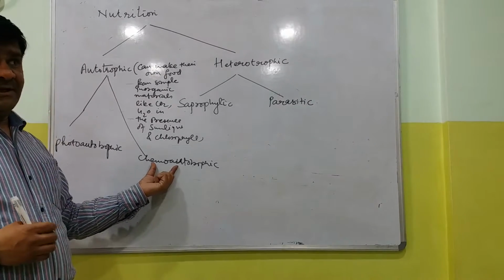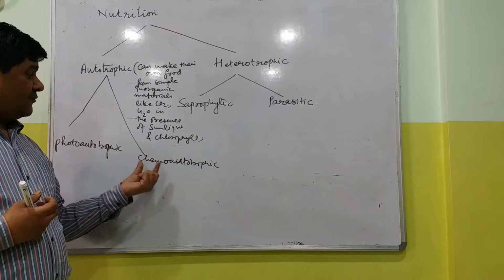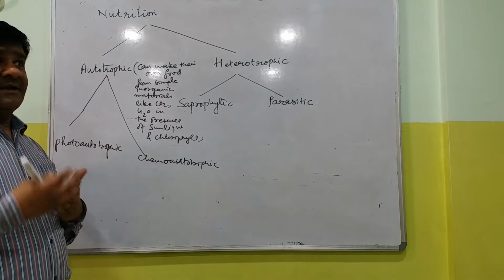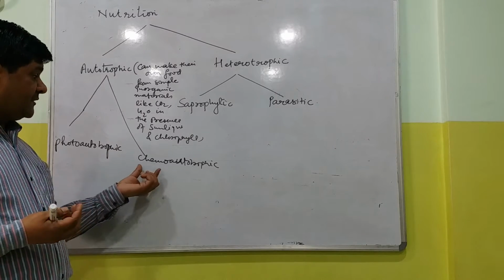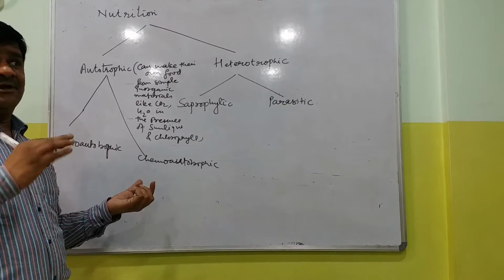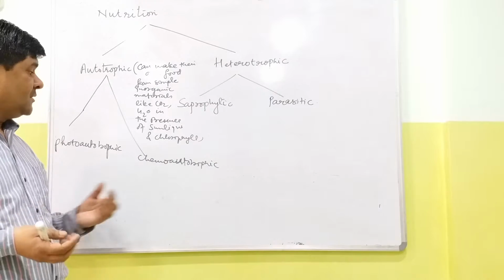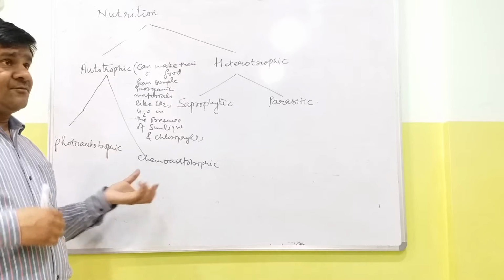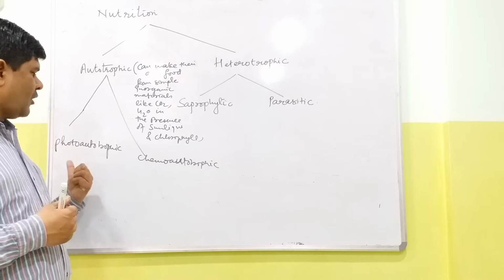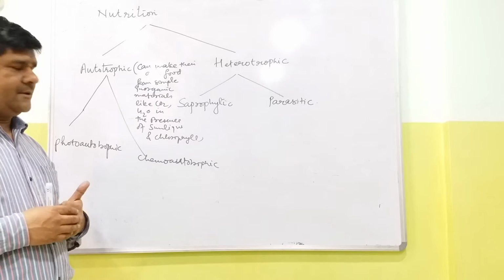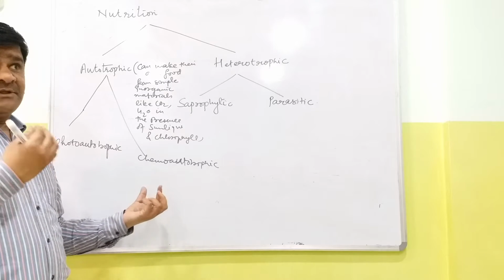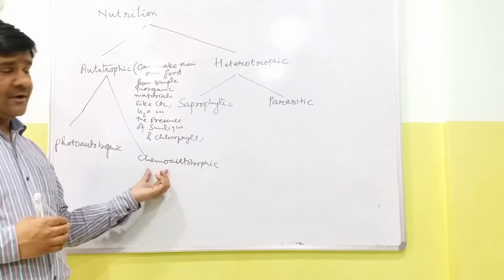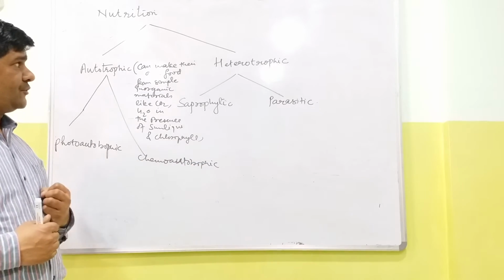There are certain bacteria like sulfur bacteria, where the organism is able to make its own food with the help of chemical reactions, using energy released during chemical reactions. That is called chemoautotrophic nutrition. In this, sulfur bacteria, in place of water, use hydrogen sulfide to make their own food with the help of energy which is obtained during chemical reactions taking place in their body. That is called chemoautotrophic nutrition.